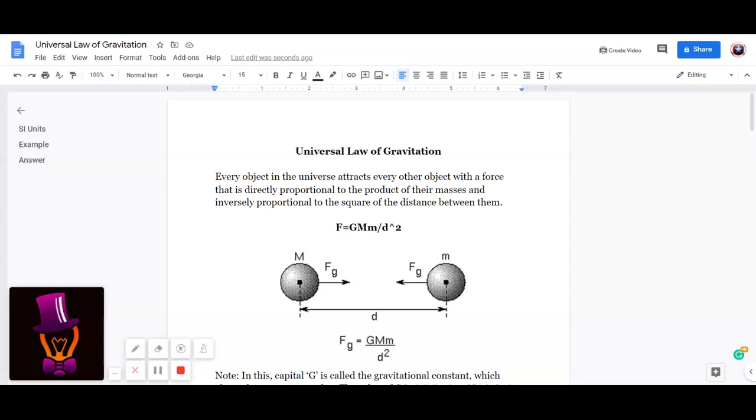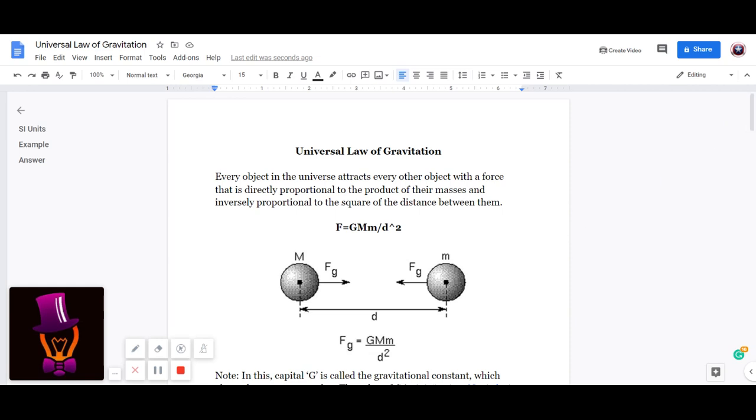In this video, we'll be discussing the Universal Law of Gravitation. Let us understand what the Universal Law of Gravitation states. It states that every object in the universe attracts every other object with a force that is directly proportional to the product of their masses and inversely proportional to the square of the distance between them. F is equal to G into capital M into small m by d square is the formula.